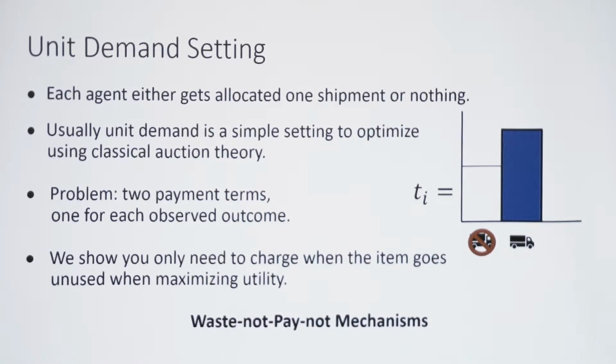However, there's still one thing that's keeping us from being able to use these tools in the auditing setting. And that's the fact that we still have two unique payment terms in our utility function. So we have one payment for agents who receive the good and use it appropriately, and one payment for agents who receive the good and waste. Luckily, we're able to show that when your goal is to maximize utility, you actually only need to charge agents who waste the good. And intuitively, this makes sense. If you're trying to incentivize agents to use goods appropriately, you don't want to charge them when they do that. And we're going to call these mechanisms, which only use this single payment term, waste not, pay not mechanisms.